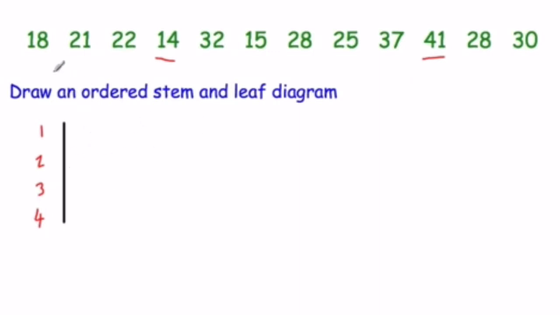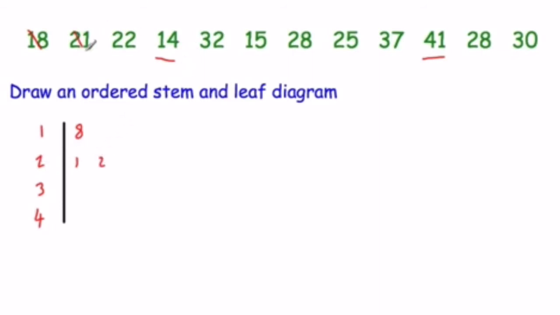So let's do it unordered to begin with. We've got 18, so we'll put an 8 here, so that's 18. We've got 21, so let's just cross off our 18. And if you're crossing this off in a test or for homework, do it in pencil just so that you can rub it out and see the number again if need be. So then 21, so we're going to put a 1 in the 20s row. We've got 22, so we'll just put a 2 there, and that'll be 21 and then 22.